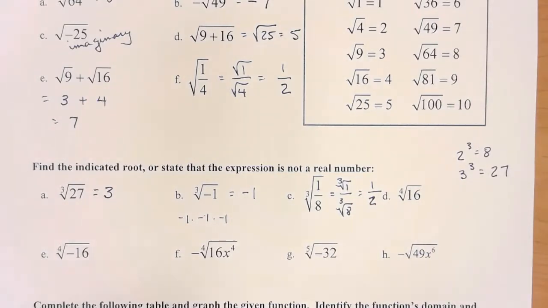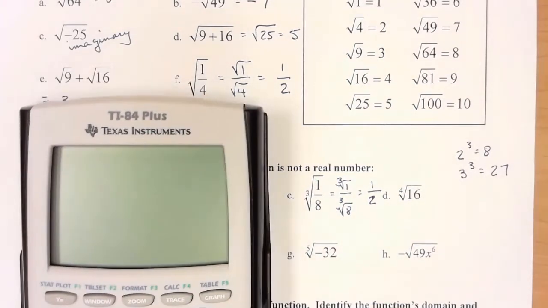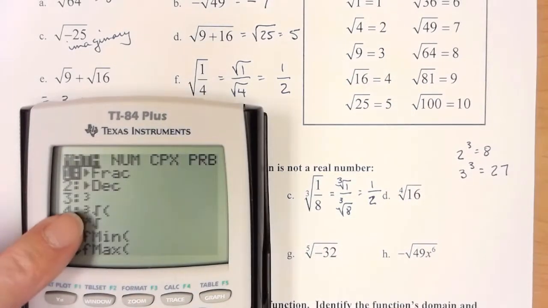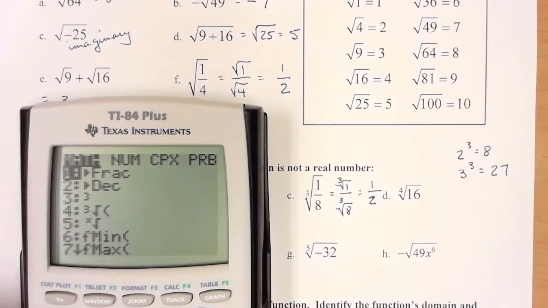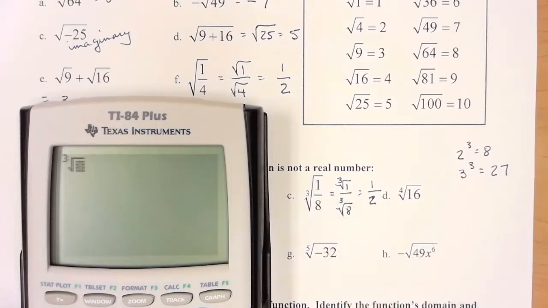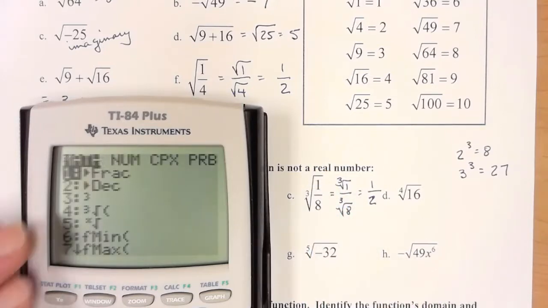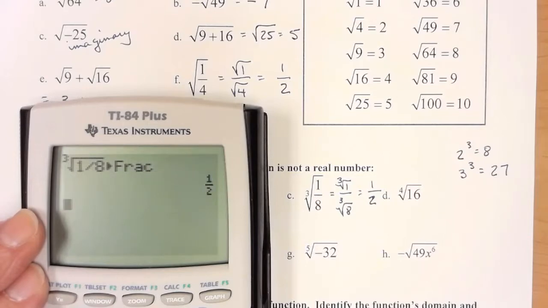Let me bring my calculator over here. Under math, if you'll notice, I do have a cube root here, and an x root. I'll show you that one in just a second. But let me get number 4. I'll press number 4, and I'm going to put 1 divided by 8. I'm going to ask the calculator to give me my answer as a fraction. So I'm going to go math, frac, and there's my 1/2.